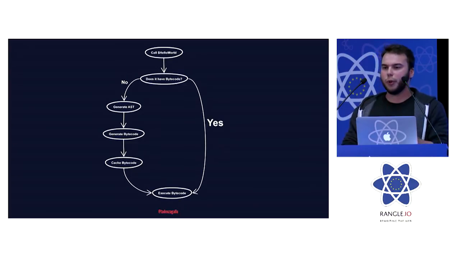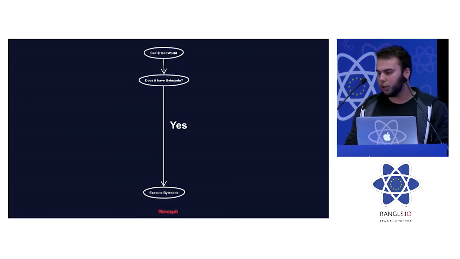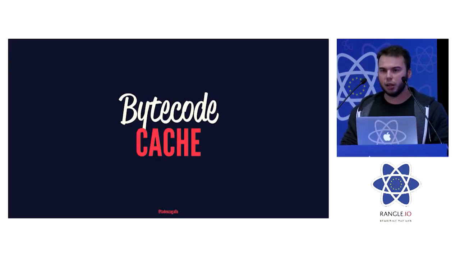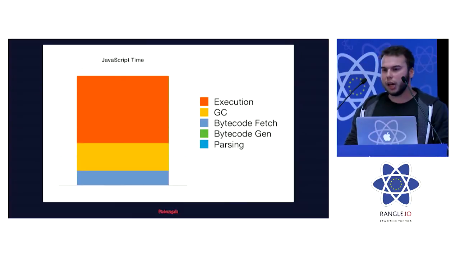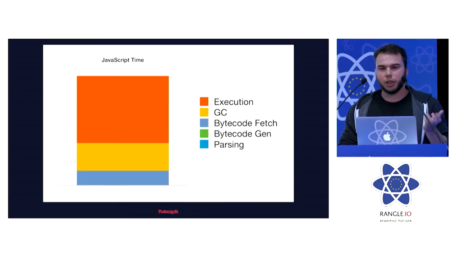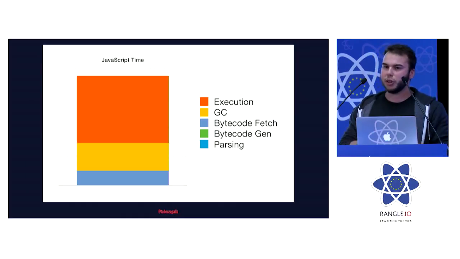But what if we always had the bytecode? We could just go straight away. There's no need to generate any AST or do any syntax check or anything at all. So we also tried that. It's the bytecode cache. And now there's no parsing, no AST generation, and no bytecode generation. We do spend some time fetching that bytecode from disk, but it's minimal compared to the time we spent parsing or generating the bytecode.